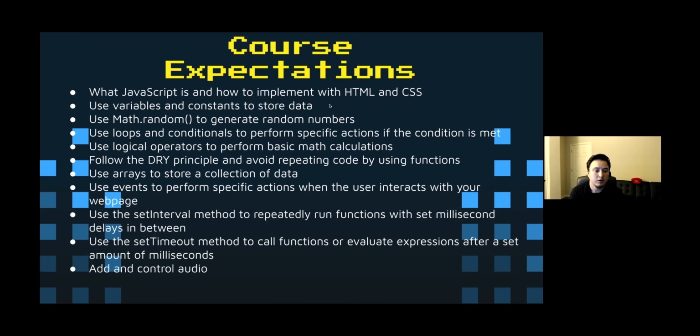And then we'll go over arrays, events. We'll go over the setInterval method. And that's actually kind of what makes the pictures flip around like they do, is the setInterval method. So that's why we'll cover that. And we'll touch on the setTimeout method. And then we will add and control audio to our projects.